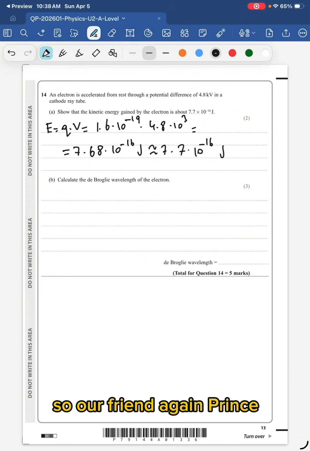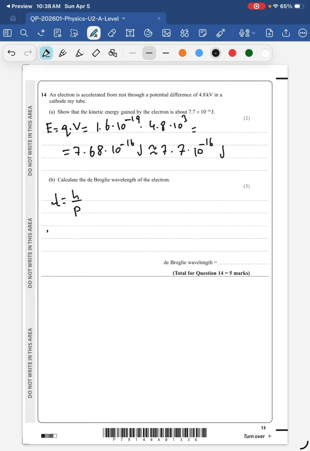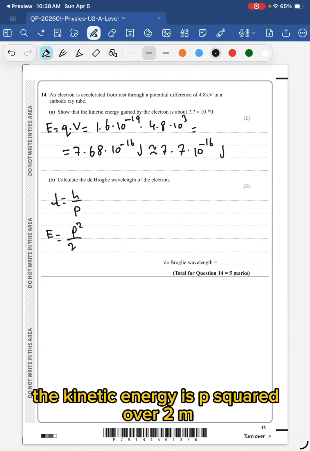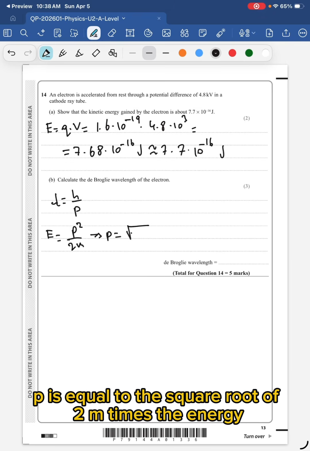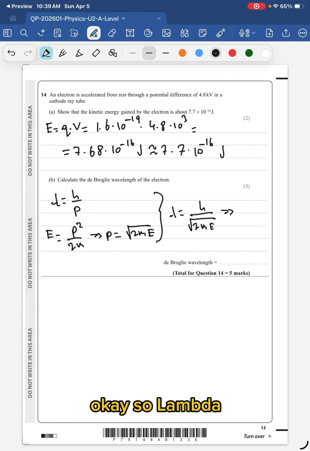So our friend again, Prince de Broglie, excuse me. So lambda is h over p, and the energy, as we know, the kinetic energy is p squared over 2m. So we can solve for p to find p is equal to the square root of 2m times the energy. So lambda is h over the square root of 2mE.